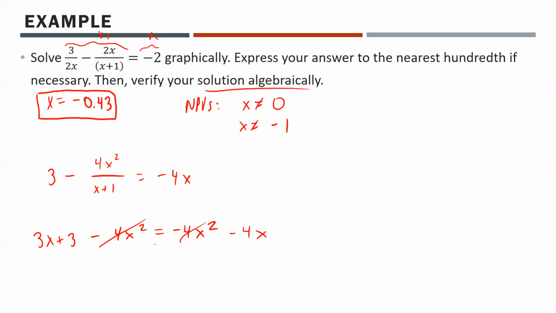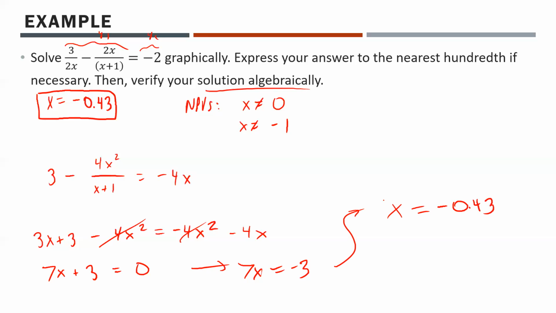Then I'll just add 4x to both sides, so that's going to give me 7x plus 3 equals 0. And then, of course, this is just a linear equation. You can just solve this by rearranging and solving for x. So 7x equals -3. Divide by 7 on both sides, and you are going to find, to the nearest hundredth, x equals -0.43. So there you go.